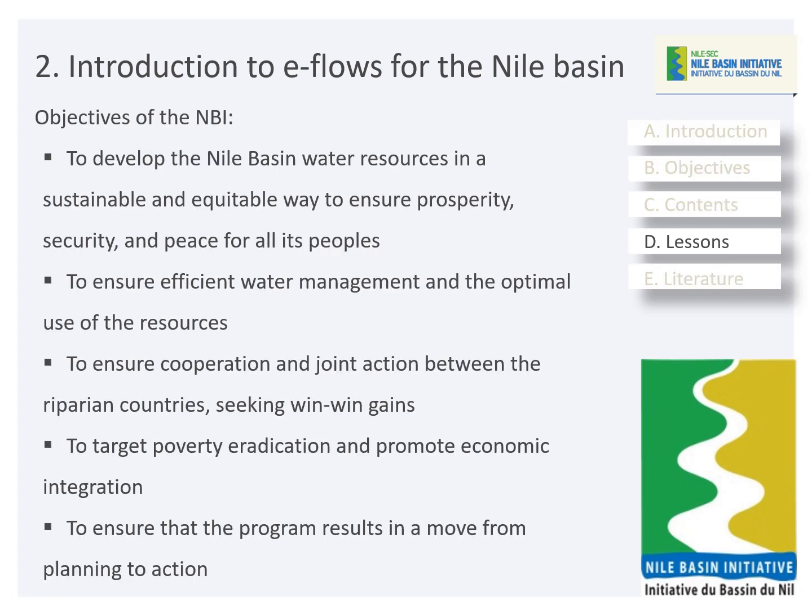The first is to develop the Nile Basin water resources in a sustainable and equitable way to ensure prosperity, security, and peace for all of its people. So it is a collaborative program by all of these states to ensure efficient water management and the optimal use of the resources, and to give support to ensure cooperation and joint action between the riparian countries, seeking these win-win gains. The fourth target is to target poverty eradication and promote economic integration, and finally to ensure that the program results in a move from planning to action for water resources in the basin.